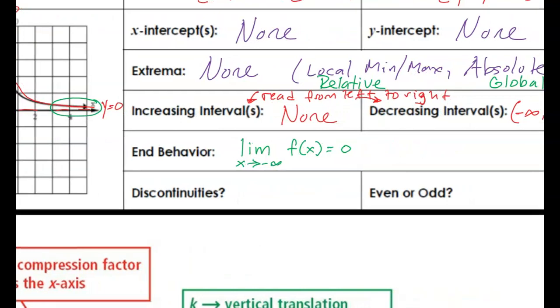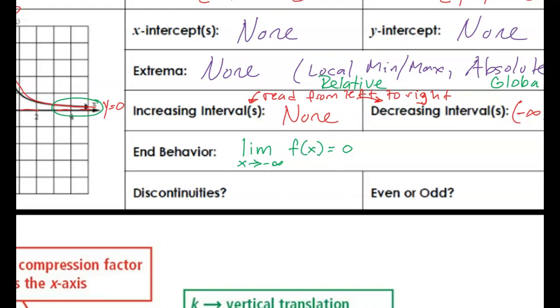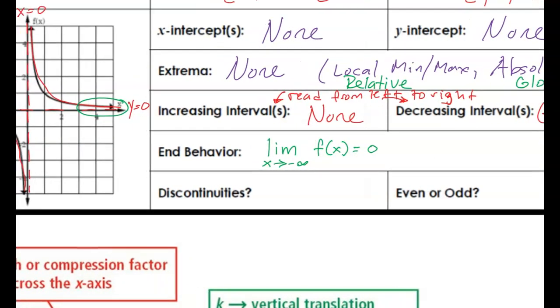All right, what about the right end? How can we say that end behavior? So the limit as x approaches infinity of f of x is 0. And like I told you before, you're going to be using and learning about limits nonstop in calculus.